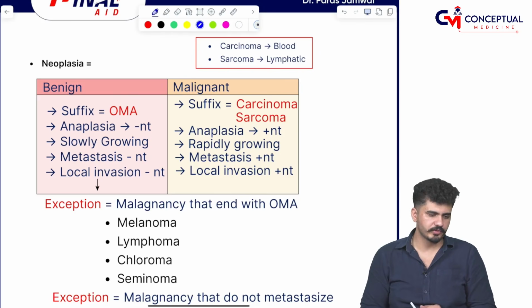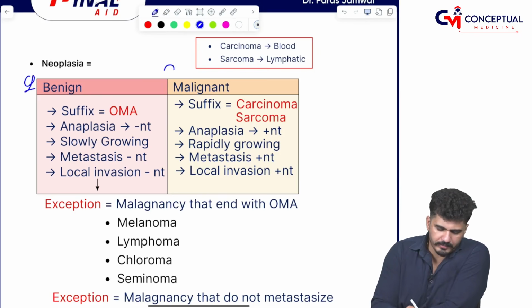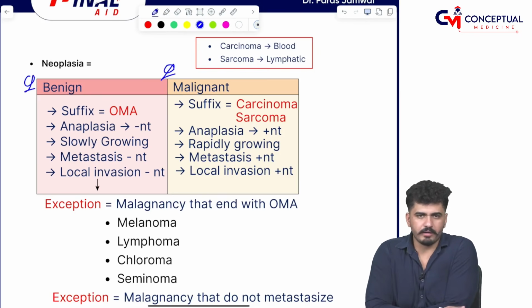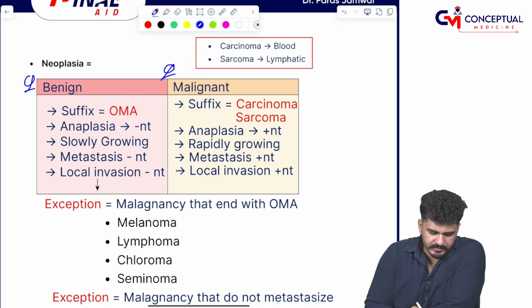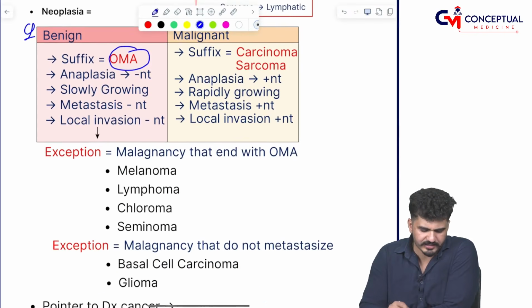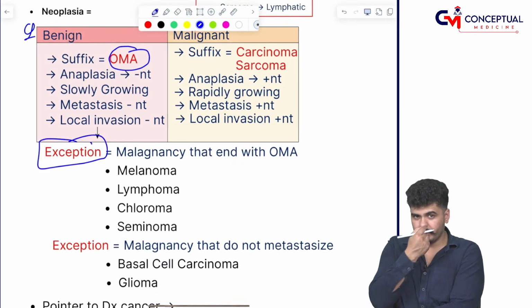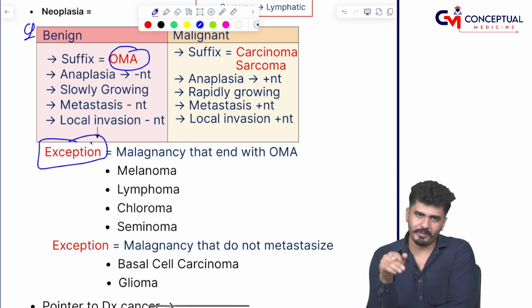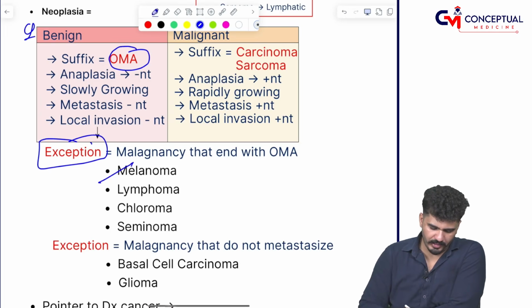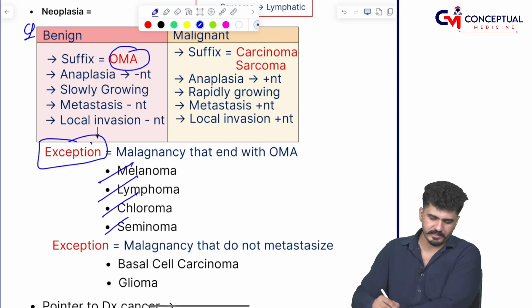Let's talk about the next topic, neoplasm. So my dear ladies and gentlemen, benign and malignant are the two parts we are dividing it into. Sir, for the benign part the suffix is oma. Whenever oma is there, we call that benign. But there are some exceptions where the malignancies end with oma, but they are malignant: melanoma, lymphoma, chloroplasma, seminoma.